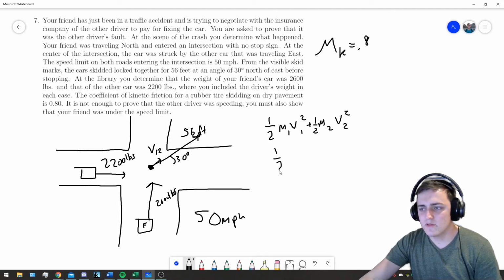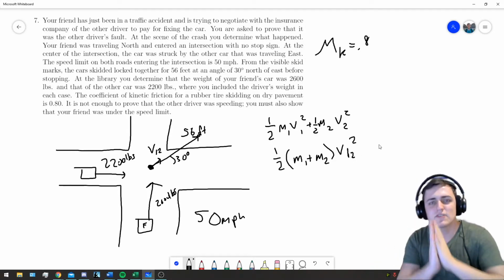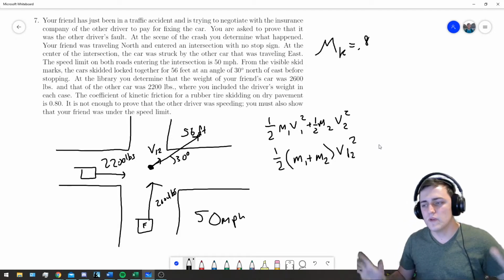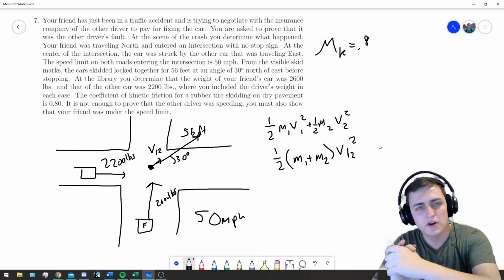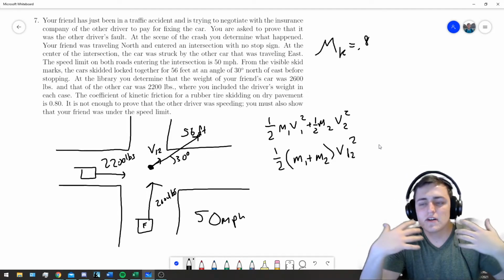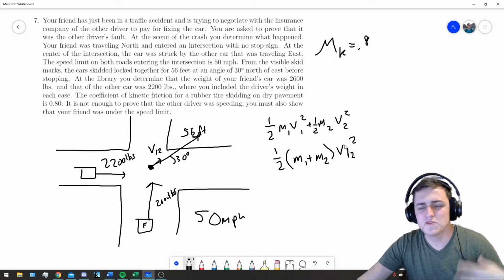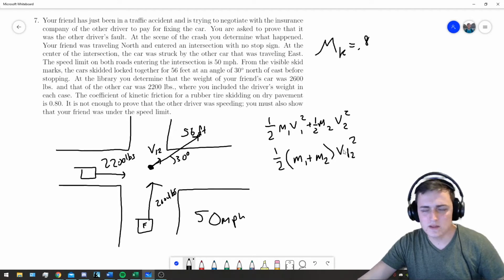And we can say that we have 1/2, and we're going to add the two masses together, times v12 squared. What that means is we're looking at the instant they have inelastically stuck together. The total mass is both cars' mass added together. So we have 1/2 (m1 plus m2), and then we're going to use their combined velocity, which is just this vector. We are going to be talking in terms of magnitude for the most part, just the magnitude of v12, not the direction. And so this tells us our initial energy.